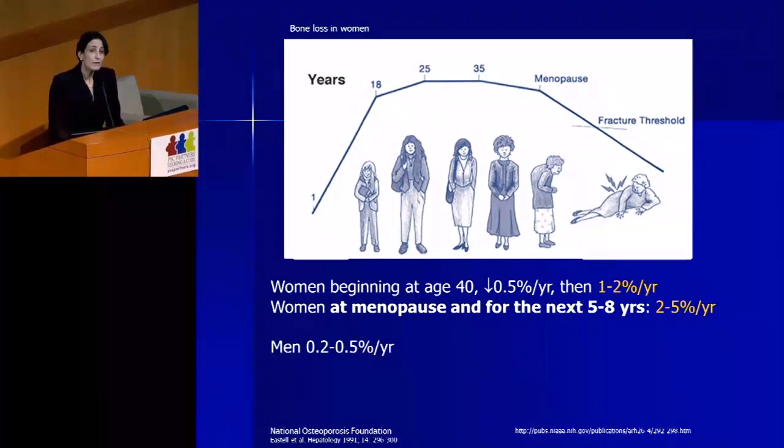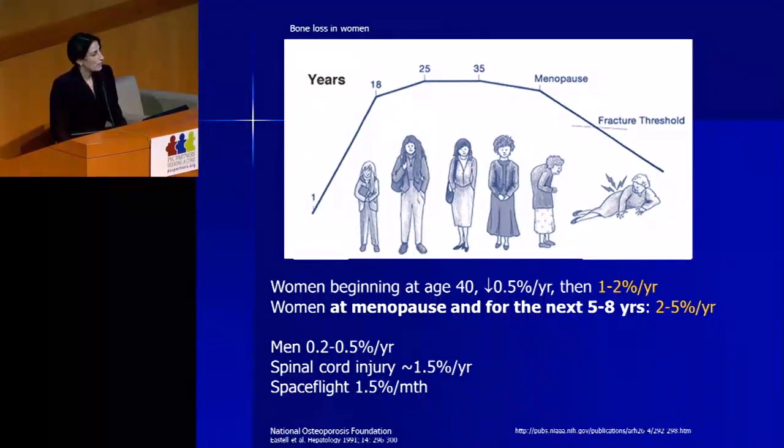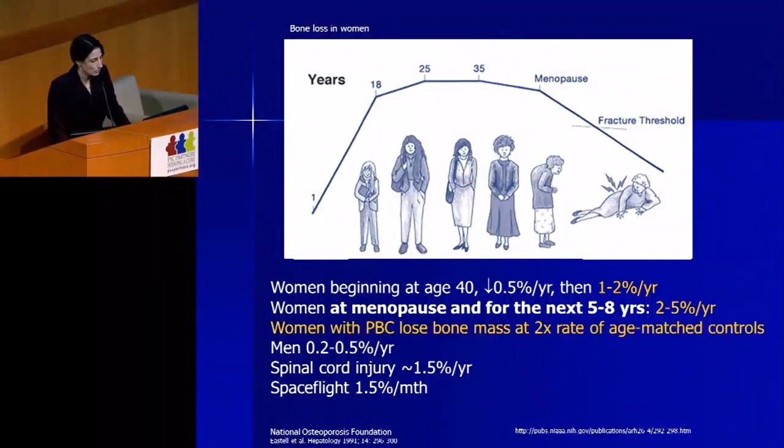And men, much less. Men start off with a bigger bone mass and they just slowly coast along, and there is no menopause where it just drops. It just slowly drifts down over time. And men just have a lower rate of bone loss. For comparison, if there is immobilization, such as spinal cord injury or other reasons to be in bed, basically not moving, there's a much more rapid rate of bone loss. And look what happens if you go orbit in space. That's 1.5% per month, okay, which is a huge, huge amount of bone loss.